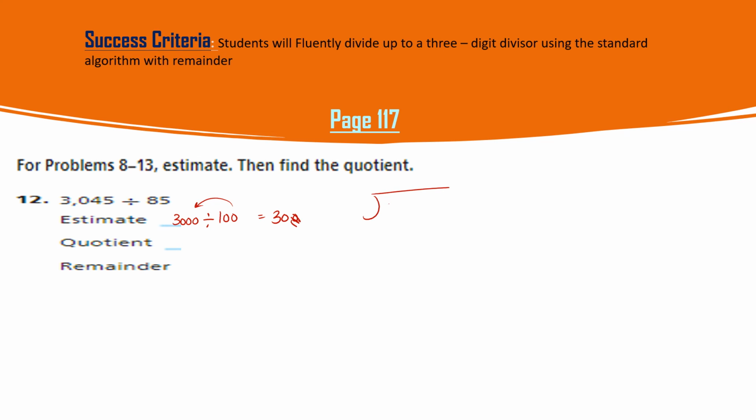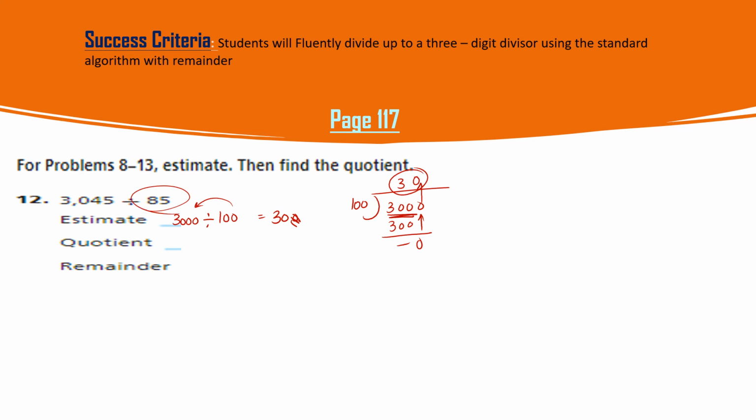Let's understand. 3000 and here 100 has 2 zeros, so we cancel 2 zeros from each. We subtract the zeros, and the one zero which is left alone we write up. So the answer is 30.